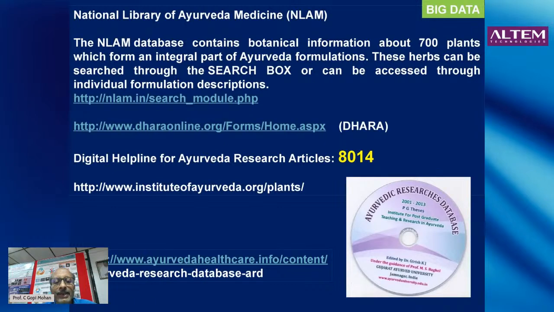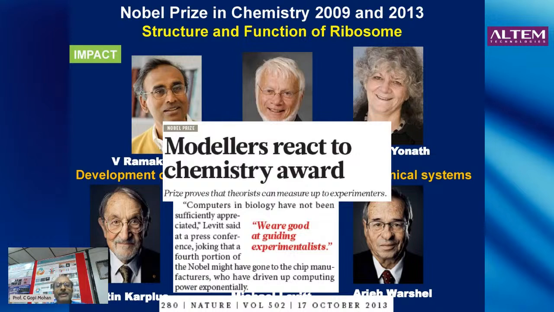Yeah, and so one can exploit this information also for your analysis. This slide I just put is to give you information: the Nobel Prizes in Chemistry in 2009 and 2013 were mainly meant for the structure-function relationship of macromolecules as well as computational modeling. That is the main thing.